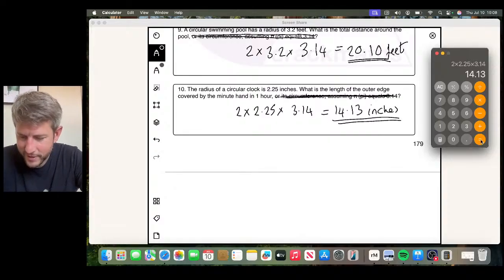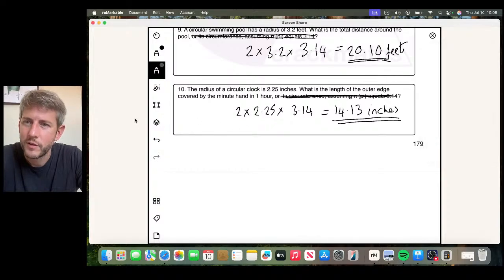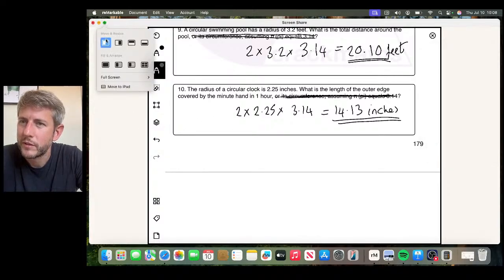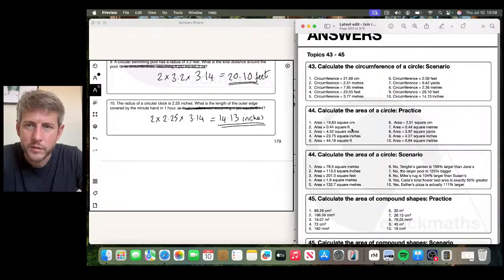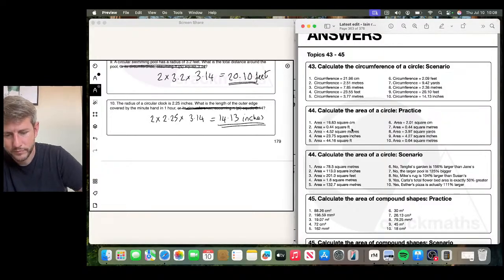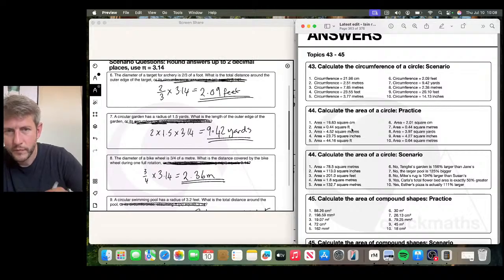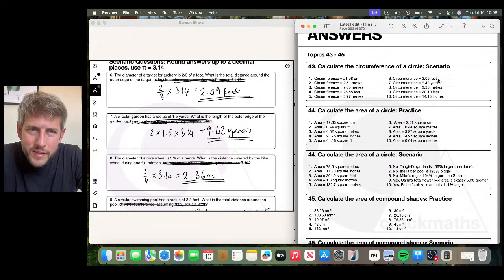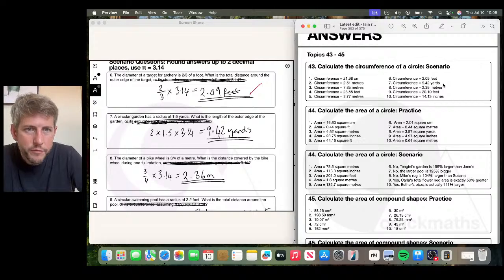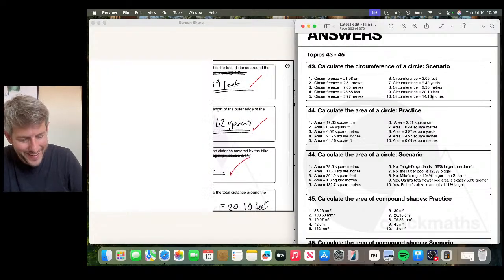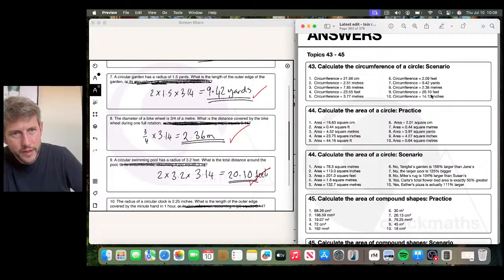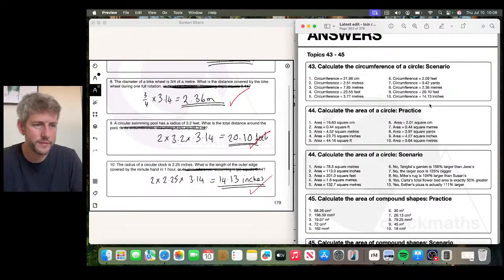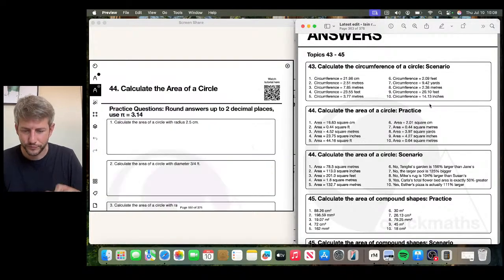Okay, right, let's get these marked. Okay, so here we go. Right, question 6, here we are. Yep, 2.09 feet, 9.42 yards, 2.36 meters, yay, 2.10 feet, and then 4.13. Right, here we go. On to topic 44.